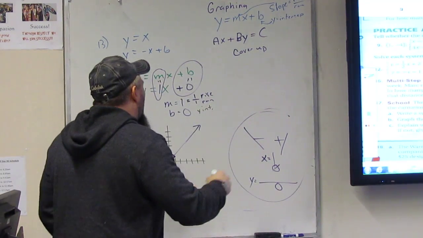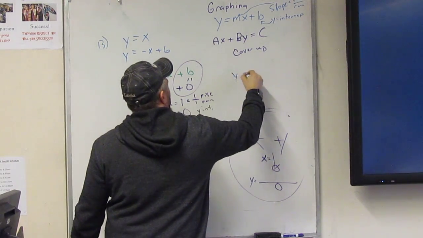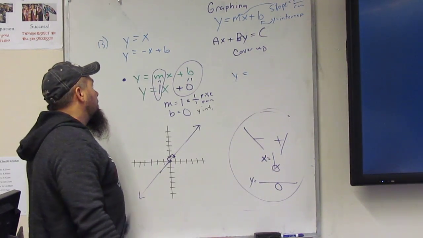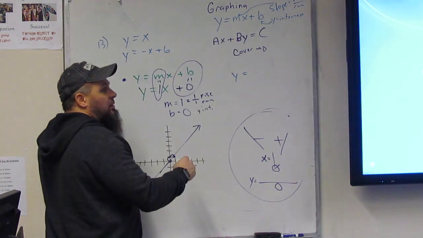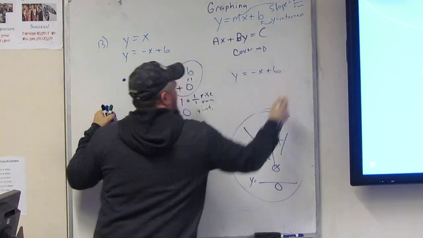Boom. Okay, so what's the next equation? Y equals mx plus b, or x. Negative x plus 6. Negative x plus 6. Okay?